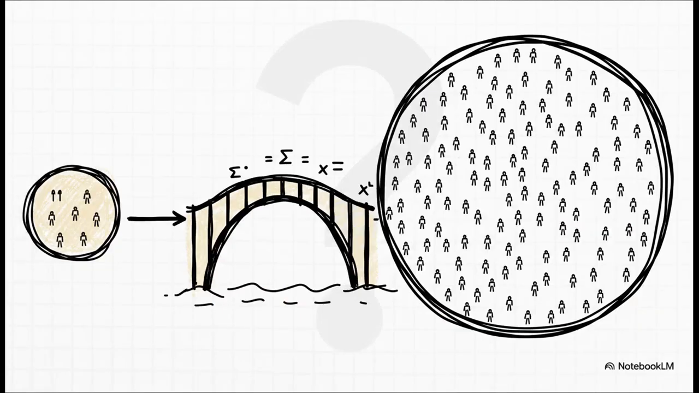So picture this. This right here is the fundamental puzzle in pretty much all research. We've got information from a small group, our sample. But what we really want to do is make big claims about a much larger group, the whole population. Statistics, well, that's the bridge that lets us get from one side to the other.